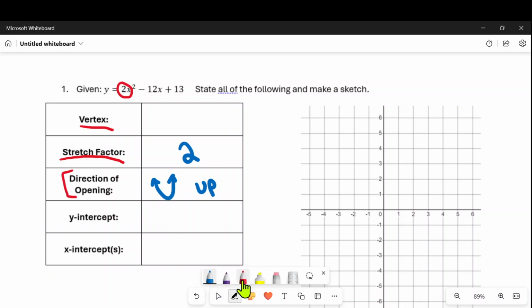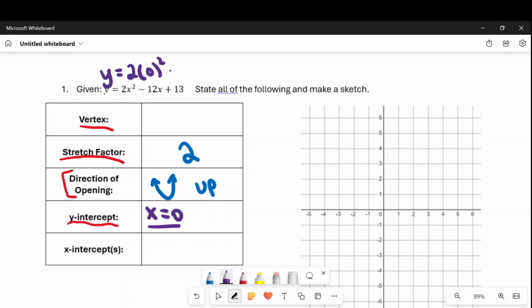Y-intercept. Y-intercept I can find in standard form. I can also find it in vertex form, but we might as well find it now and maybe we'll check what it is. So remember that no matter what type of relation or equation with x and y you're working with, the y-intercept is always found by letting x equal 0. So I'm going to let x equal 0 and calculate my intercept.